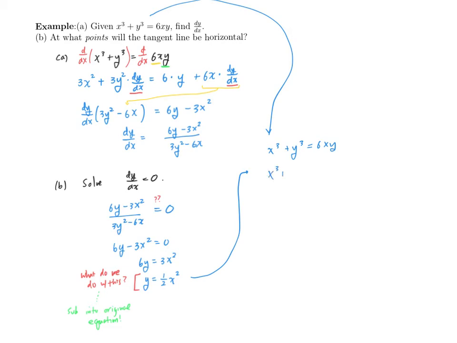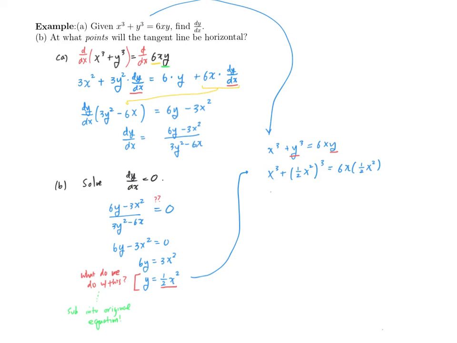So x cubed plus (1/2 x squared) cubed is equal to 6x times 1/2 x squared. So we took each of the y's that we saw, and we replaced them with a 1/2 x squared. And now this is something we can work with. It only involves a variable x, so we will solve, and those will be the x coordinates of the desired points on our curve. So let's go ahead and solve.